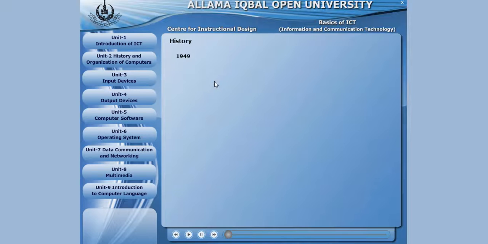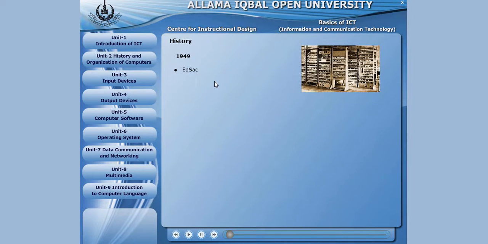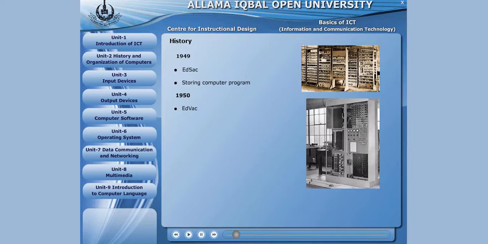In 1949, EDSAC was introduced. This was capable of storing computer programs. In 1950, EDVAC was developed. It could store instructions and required less physical effort for operations.